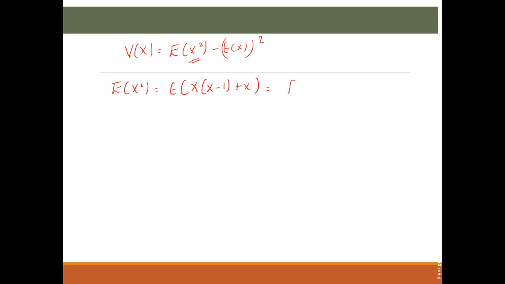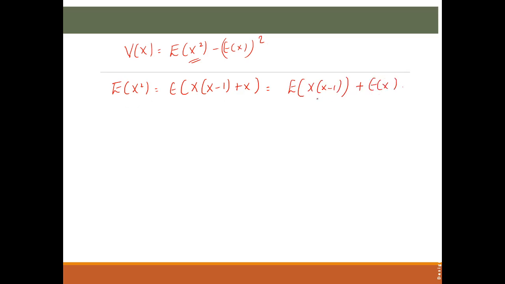Now we will define the variance. The variance is E of X square minus E of X all square. First we will find E of X square. E of X square can be written as E of X into X minus 1 plus X, which is equal to E of X into X minus 1 plus E of X.